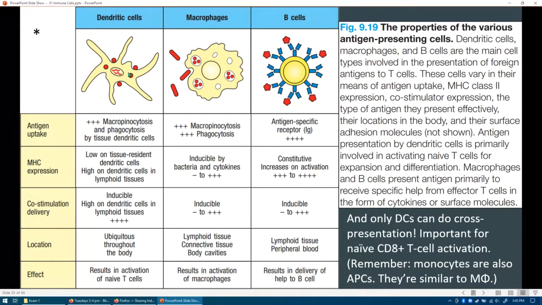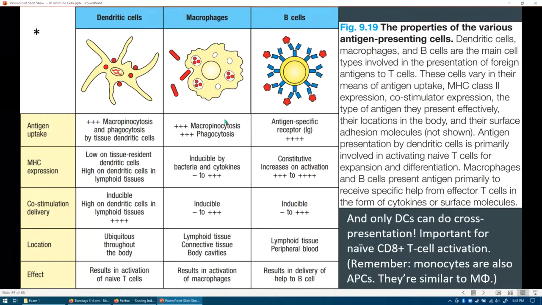Dendritic cells express MHC2 so that they can activate naive T cells. That is the whole point of a dendritic cell presenting antigen. They move to lymph nodes where they can activate naive T cells. They also express very high levels of B7 so that they can get adequate co-stimulation to T cells.